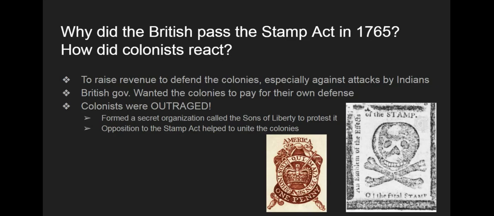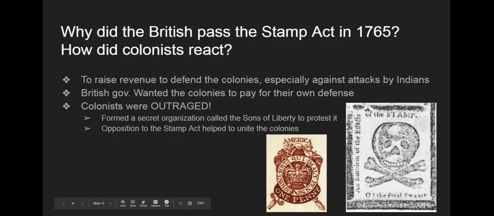They were outraged. In reaction to the Stamp Act of 1765, colonists actually formed a secret organization called the Sons of Liberty, in order to protest the Stamp Act. And this opposition against the Stamp Act actually ended up helping to unite the colonies in the long run.